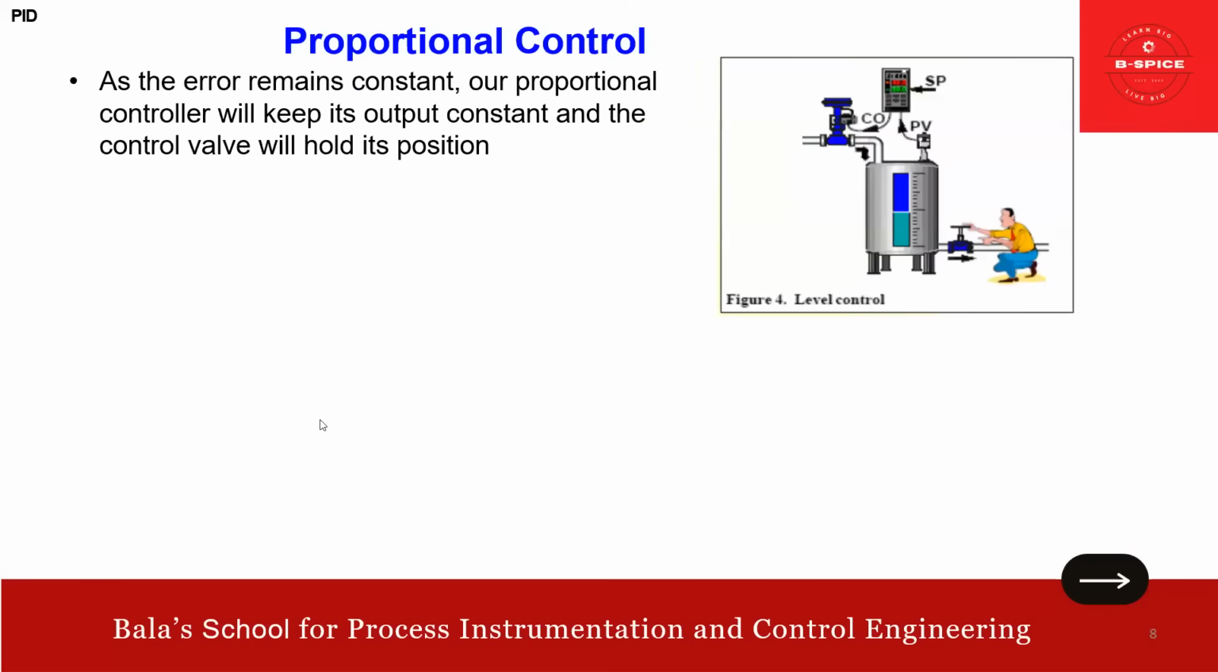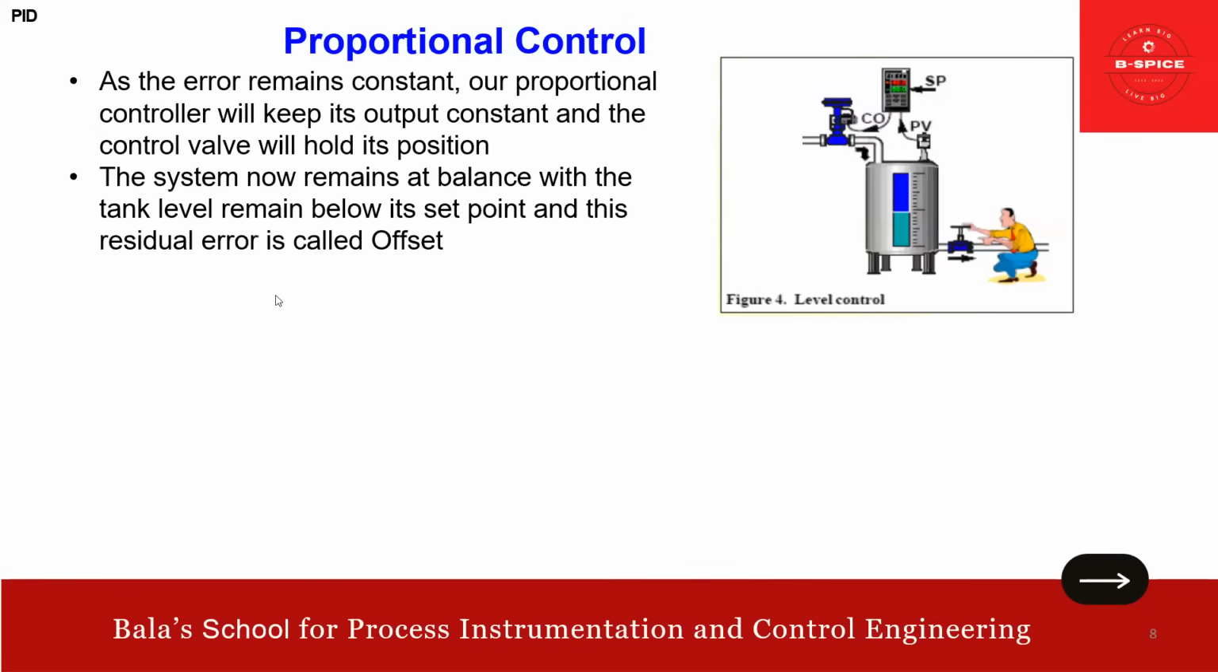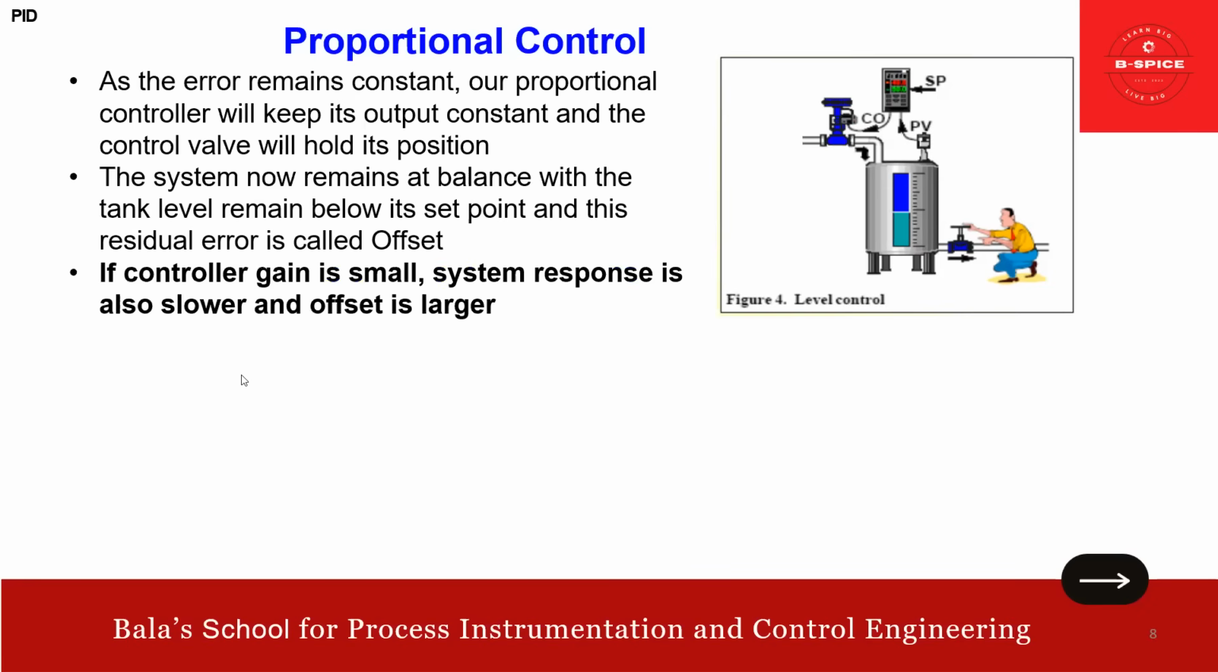Now you see here, as the error remains constant, our proportional control will keep its output constant and the valve also holds its position. The system now remains at balance with the tank level remaining below its set point, and this is called the residual error. It's called the offset. The system now remains at balance with the tank level below its set point, so it will not reach the set point. And this residual error is called the offset. So the point is, if the controller gain is smaller, system response is slower.